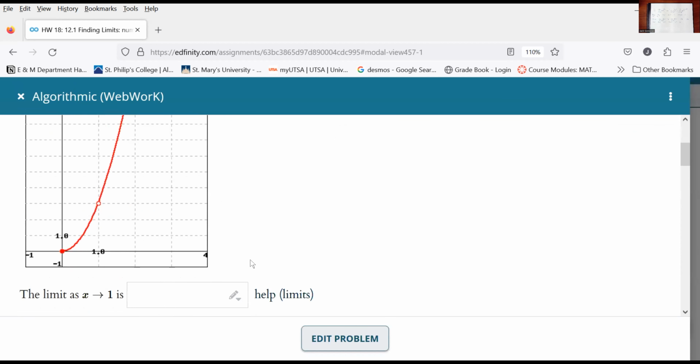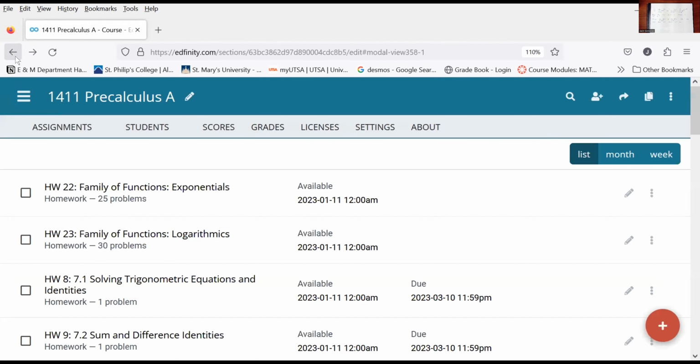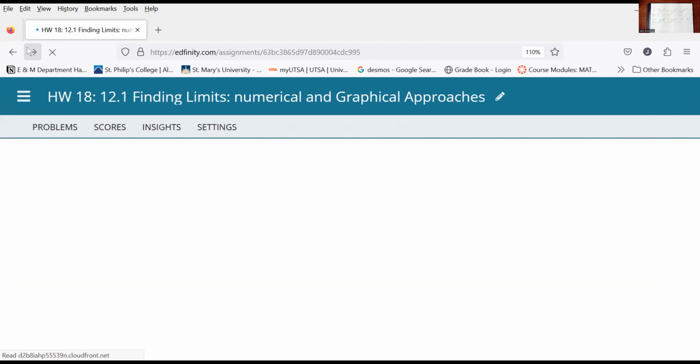Oops, I changed it. This one would be 3, I guess, right? 1, 2, 3. So as I approach from the left, it's 3. From the right, it's 3. Yeah, there it is. The function goes to 3 as x goes to 1. That's what this arrow means, from both sides. Are there any questions on that idea?